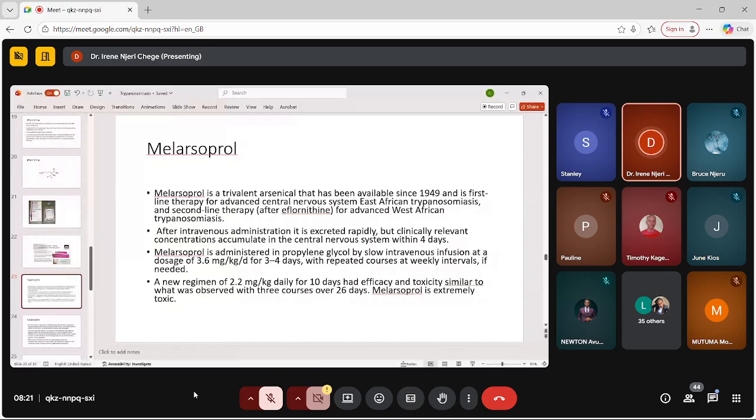Okay, so she got an intravenous test dose of suramin, 100 milligrams. She received 1 gram at day 0, day 1, day 7, day 14, day 21. Within 48 hours of the first 1 gram dose, her fever decreased, and her appetite and energy improved.